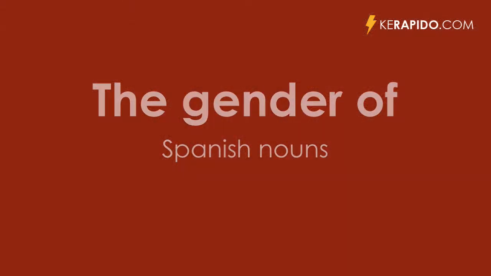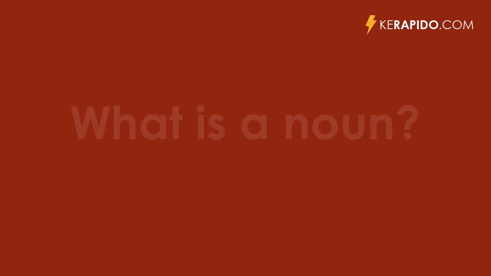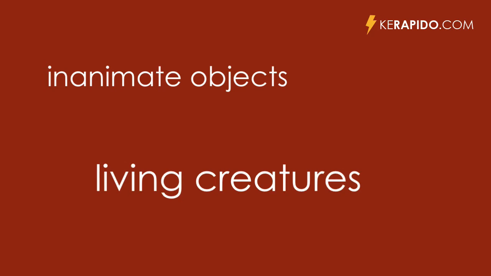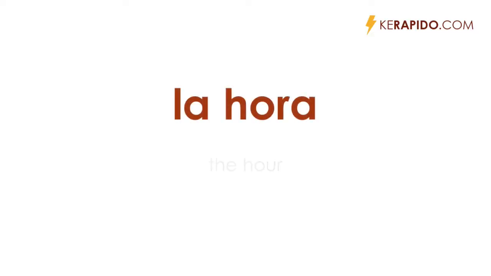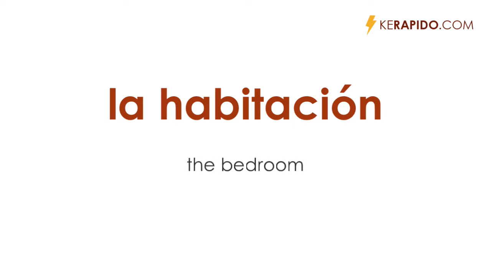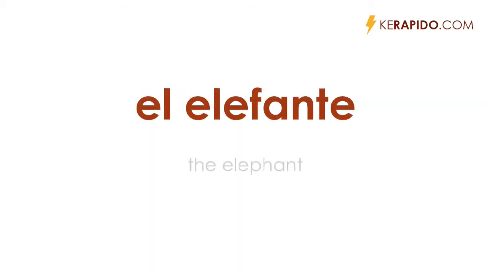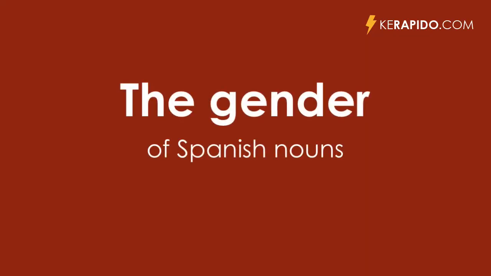In this lesson, I introduce you to the gender of Spanish nouns. What is a noun? A noun is a word that identifies inanimate objects, living creatures, and abstract concepts. Here are some examples. La hora, the hour. La habitación, the bedroom. El minuto, the minute. El elefante, the elephant.